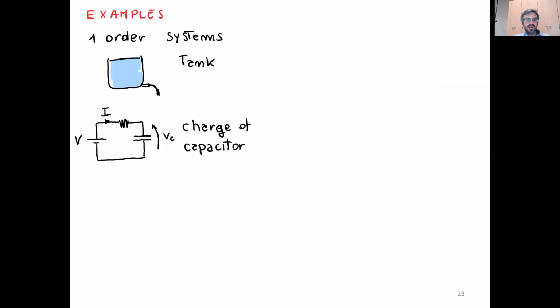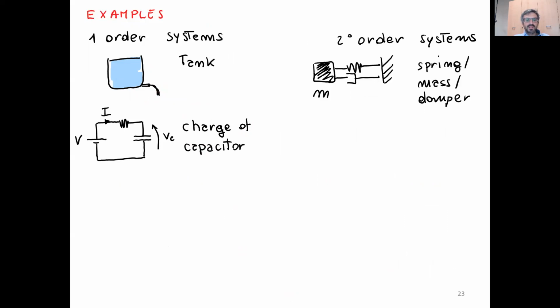And as I said, we have many systems that can be modeled with a first order system. One is the charge of a capacitor, the level of a tank that is flowing out with some constant rate from a valve. Second order systems: we have spring mass damper systems. We have RLC circuits with an inductance, capacitor, and resistance.